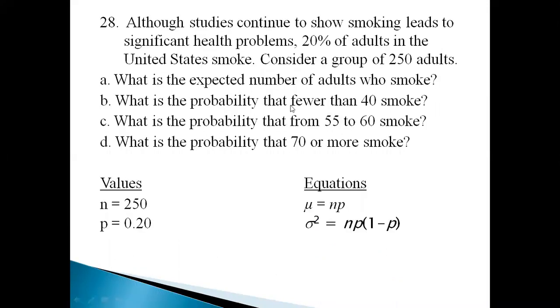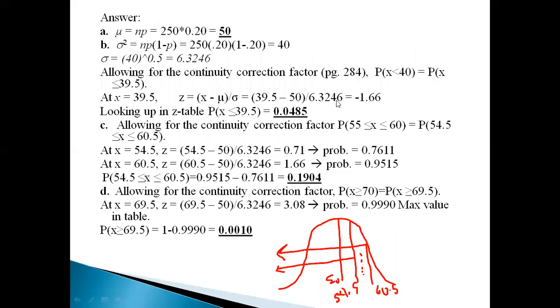Now, what is the probability that fewer than 40 smoke? Well, first we have to find our variance, and then after that, our standard deviation, and then we can go from there. So variance is going to be N times P times 1 minus P, so 250 times 0.20 times 1 minus 0.20, that's 40. Now, to find the standard deviation, that's going to be 40 to the 1 half, which is 6.3246.